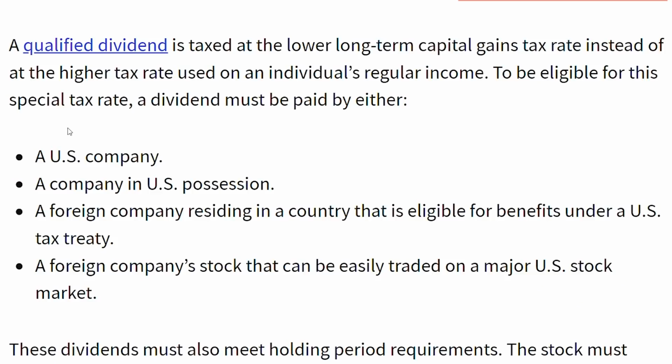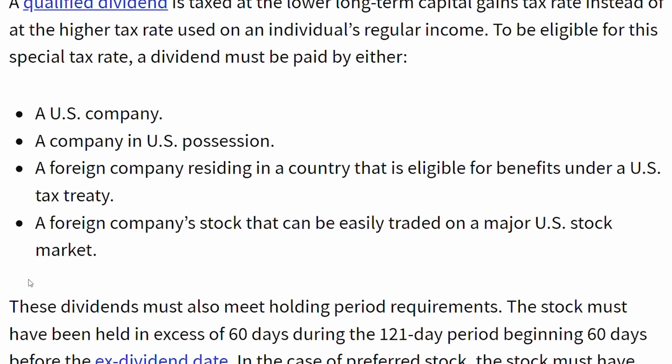A qualified dividend must be paid by either a U.S. company, a company in U.S. possession, a foreign company residing in a country that is eligible for benefits under a U.S. tax treaty, or a foreign company's stock that can be easily traded on a major U.S. stock market. But wait, there's more.